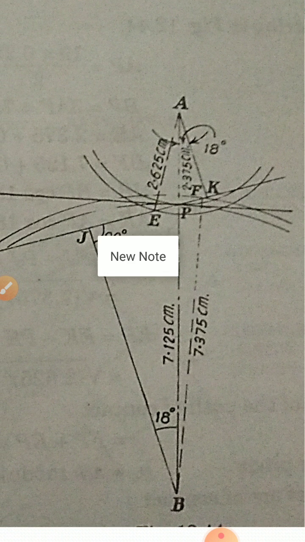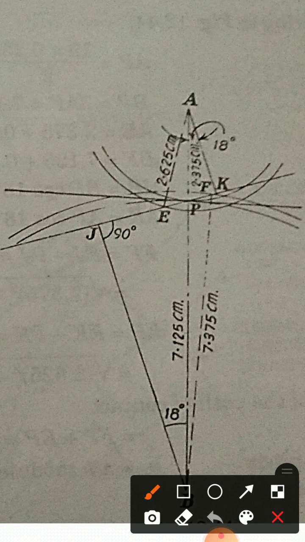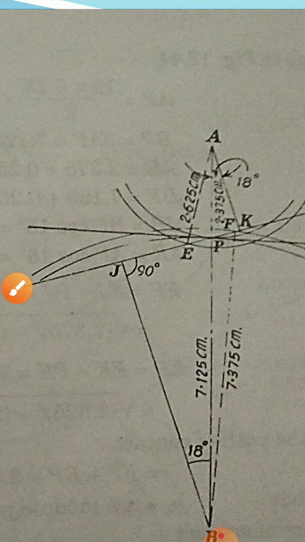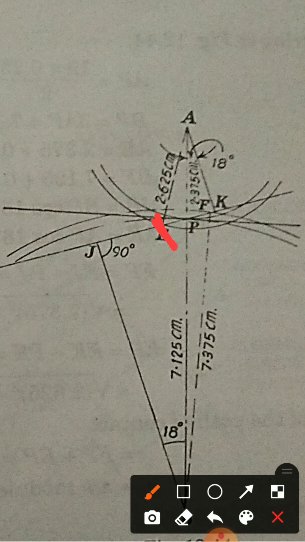Now in this modified diagram, these are the points, E to F. And the previous points are J to K.